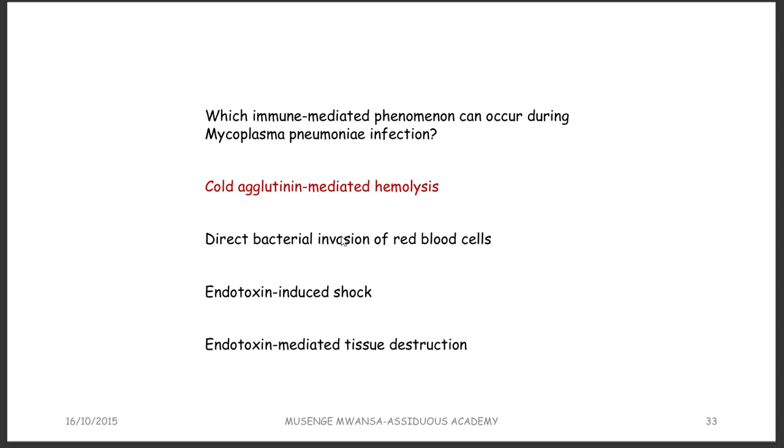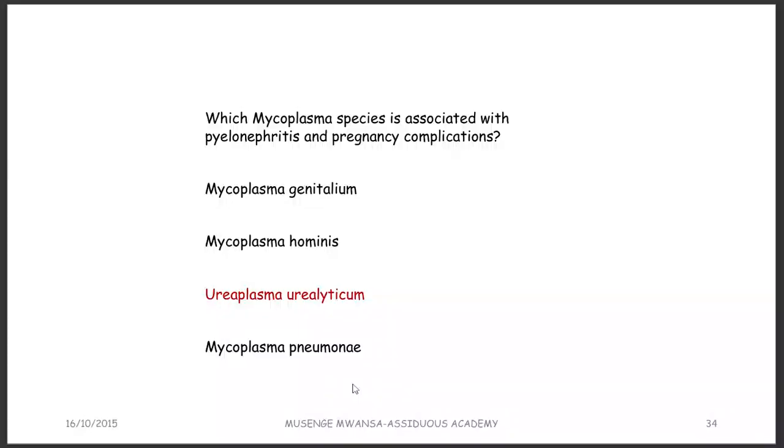Direct bacterial invasion of red blood cells, really not. Endotoxin-induced shock, not really. Endotoxin-mediated tissue destruction, not really. And the last question: which Mycoplasma species is associated with pyelonephritis and pregnancy complications? Ureaplasma urealyticum is involved with pregnancy complications.